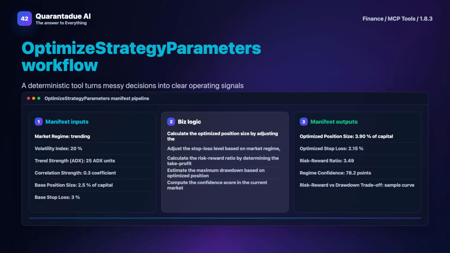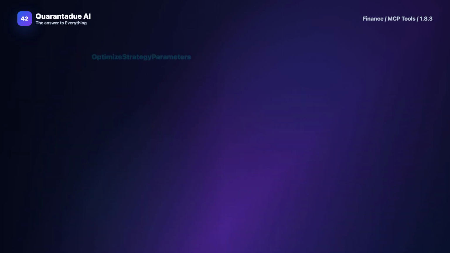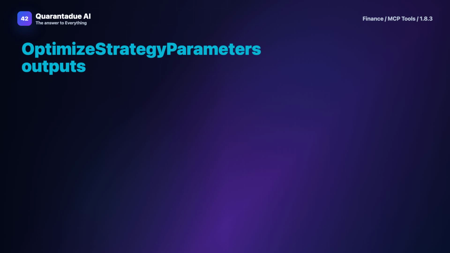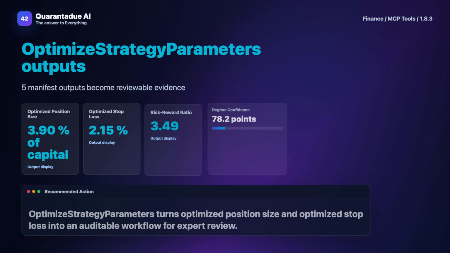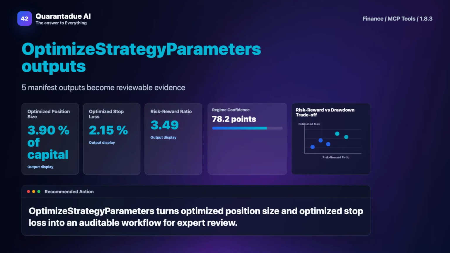Estimate the maximum drawdown based on optimized position size, volatility index, and correlation strength, and compute the confidence score in the current market regime classification using volatility index, trend strength, and correlation strength. This keeps the process deterministic, reviewable, and aligned with how finance teams actually make decisions.